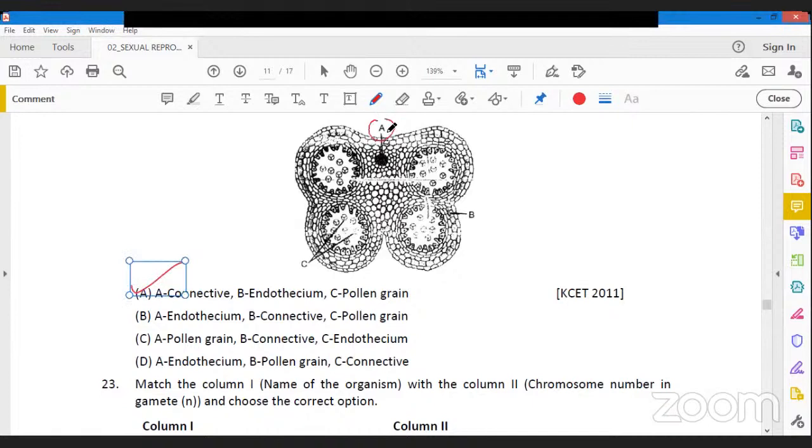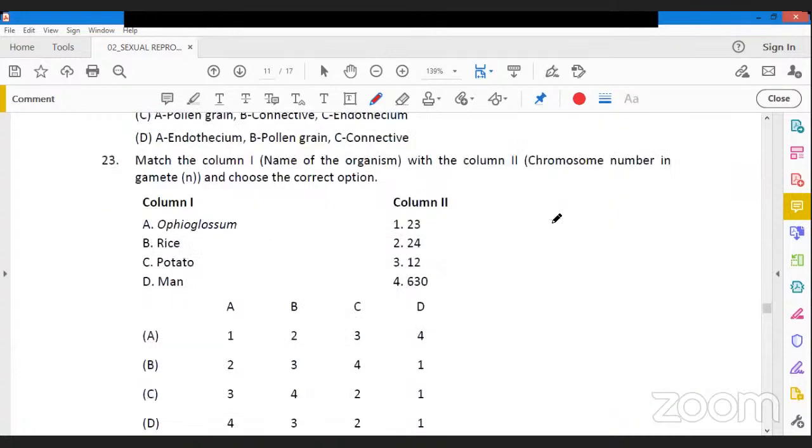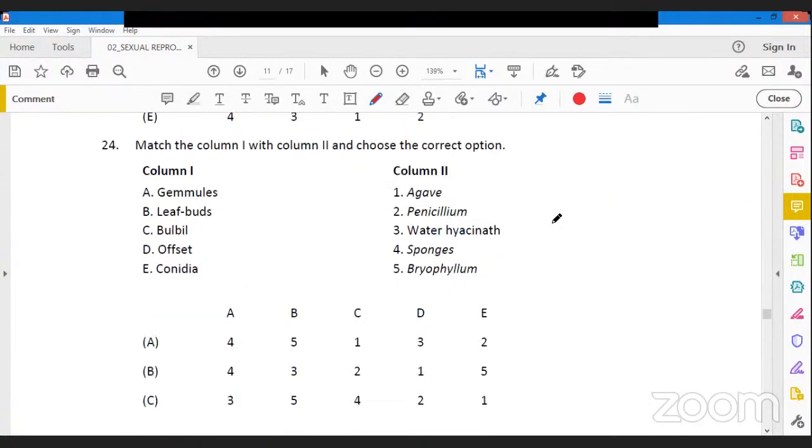So this is the connective. Usually we don't label it, we always just read about it. The connective holds all the thecae, all the lobes, together. Okay. Now let's do the 23rd question. All of you, not this one, do the 24th. This is slightly away from sexual reproduction in flowering plants, and more about the vegetative structures. So have a look, students.